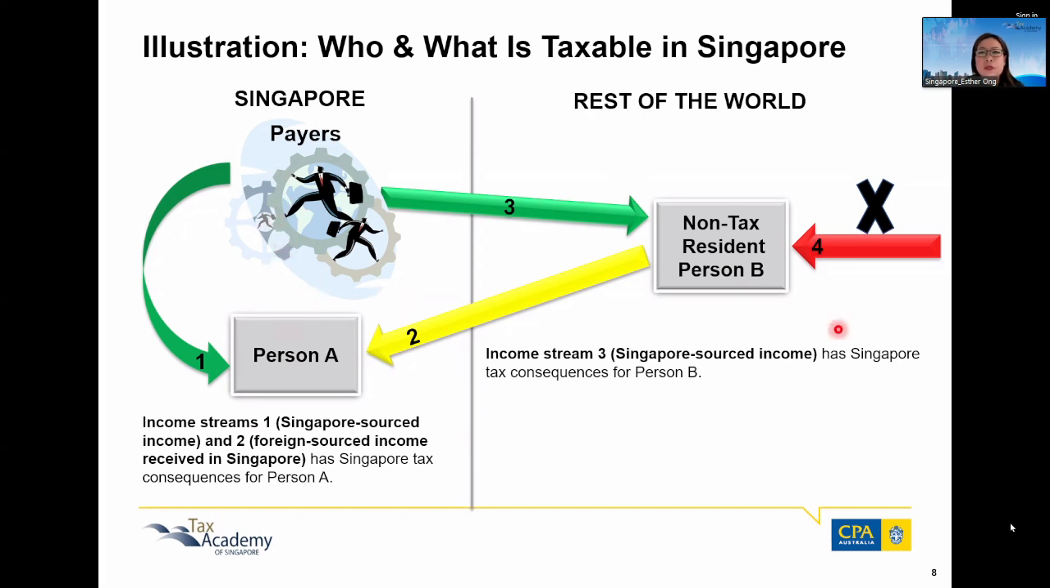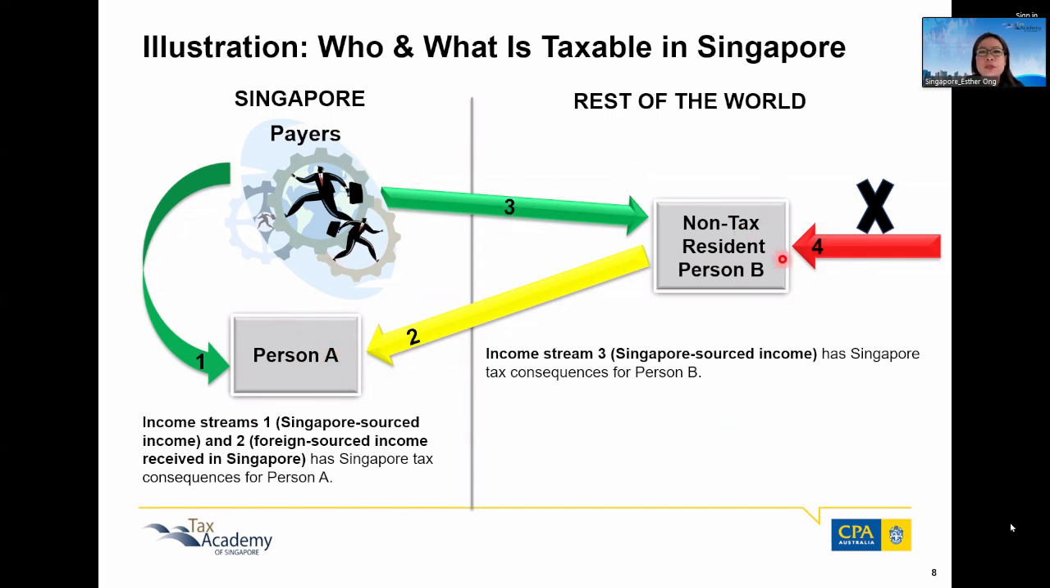There is another situation whereby company A receives income from outside Singapore, let's say from company B outside Singapore. This income stream, the one in the yellow arrow, this payment from company B outside Singapore to company A in Singapore, will only be subject to tax in Singapore if this income is received in Singapore. This was mentioned in my previous slide on the taxation of foreign source income. And if company A derives this income from company B, but the income is not received in Singapore, then it will not be subject to tax in Singapore.